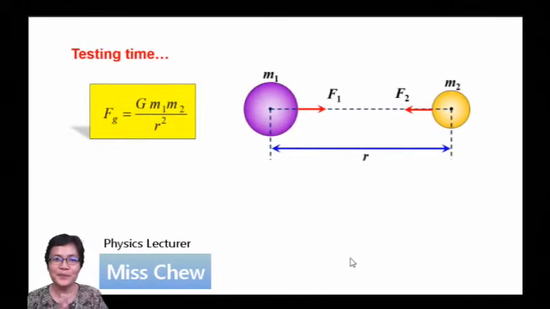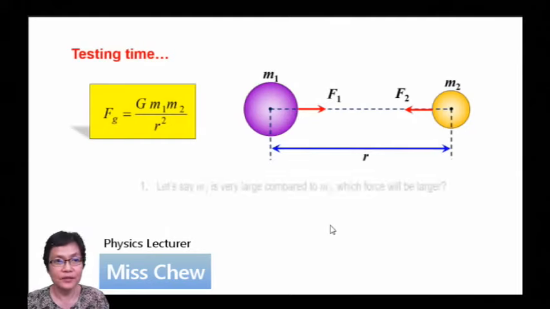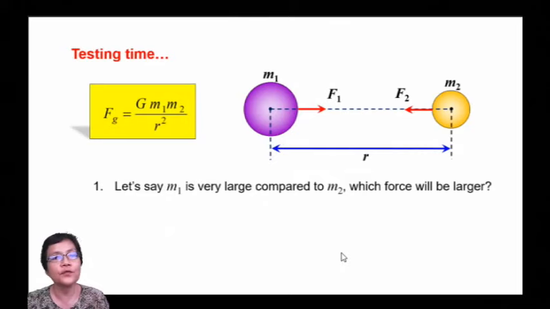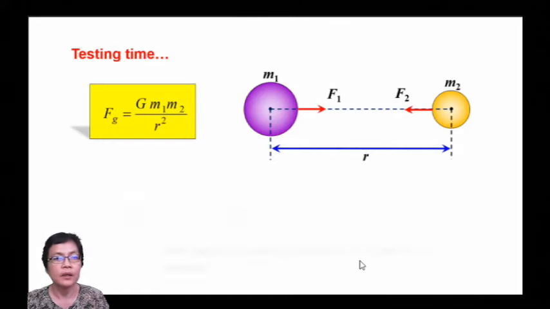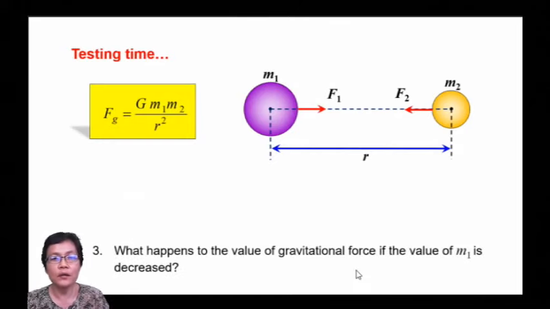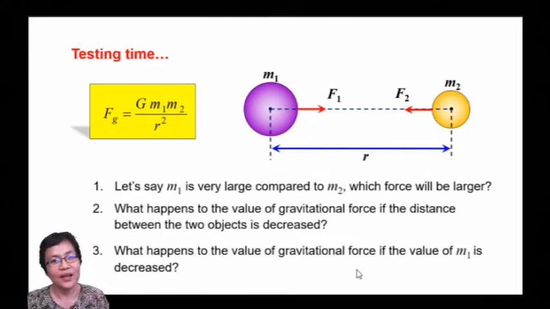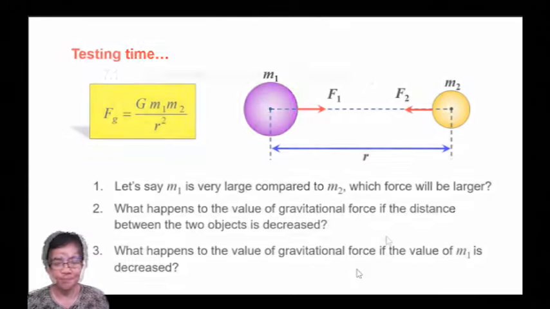Testing time! I have 3 questions for you to think about. First, let's say M1 is very large compared to M2. Which force will be larger? Second, what happens to the value of gravitational force if the distance between the two objects is decreased? Third, what happens to the value of gravitational force if the value of M1 is decreased? Check it out, yeah? You can do it.